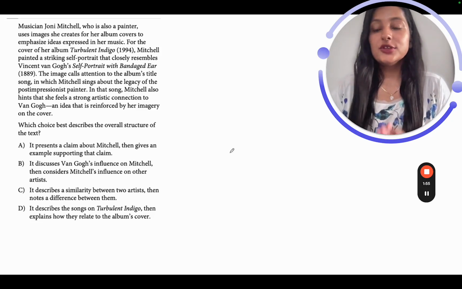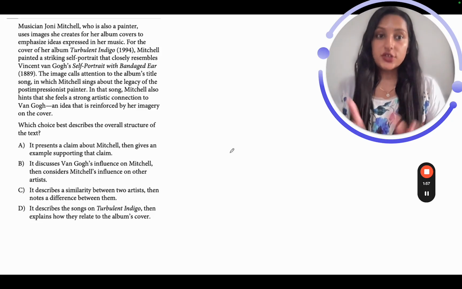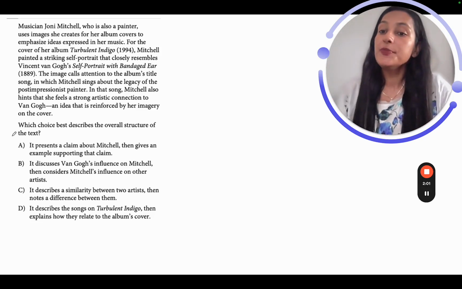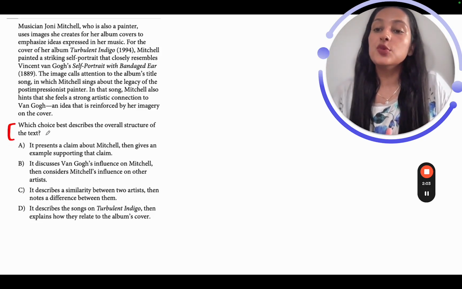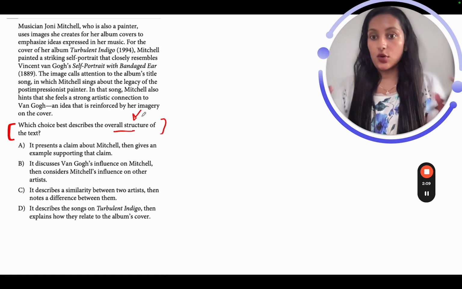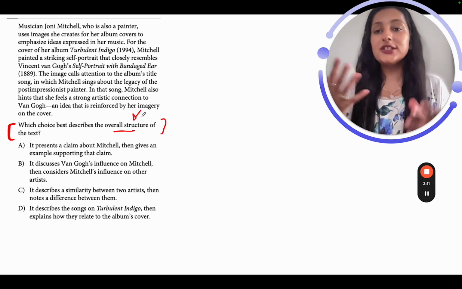Hi everyone. So now we are going to be dealing with a text structure kind of question. Again, this is going to be pretty evident when you look at the question stem. Let's look at the question stem here. Which choice best describes the overall structure of the text? So the mention of this particular wording, overall structure, you should know that this is a text structure kind of question.